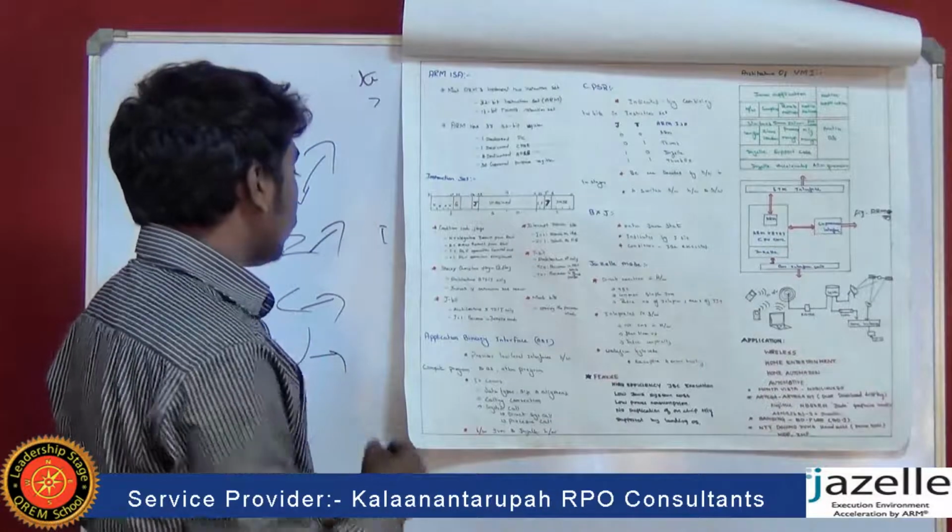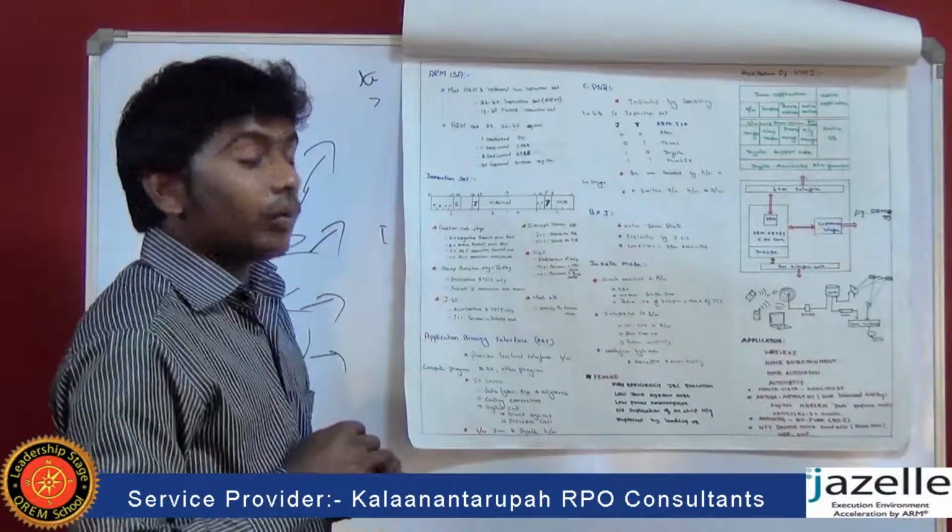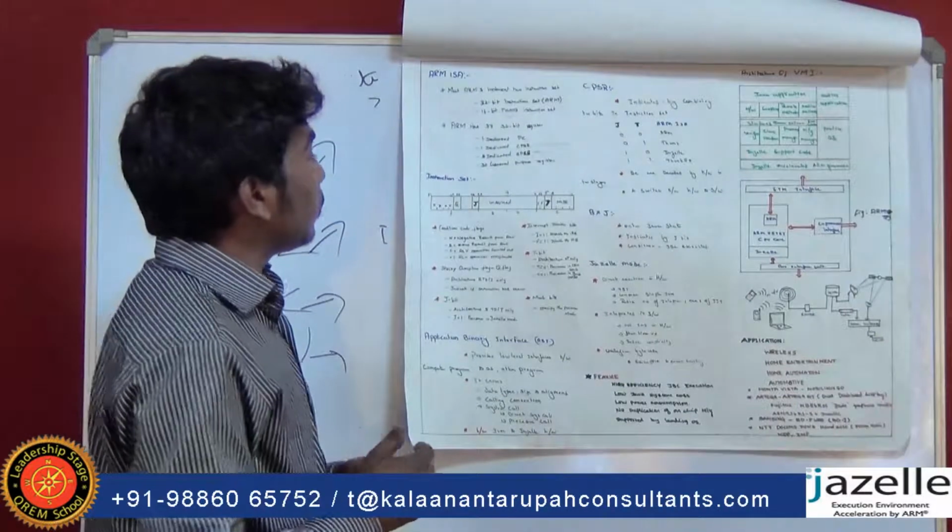And B is used for overflow in the ALU operation. That's all the things about instruction set.